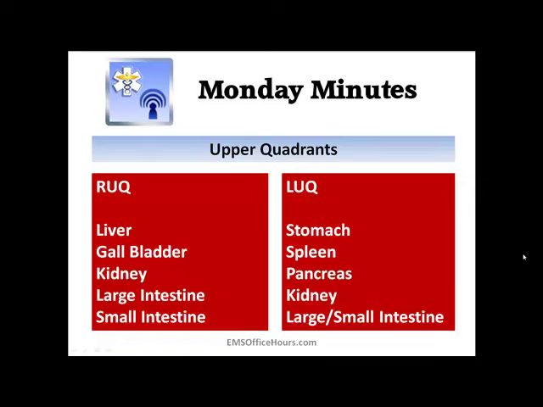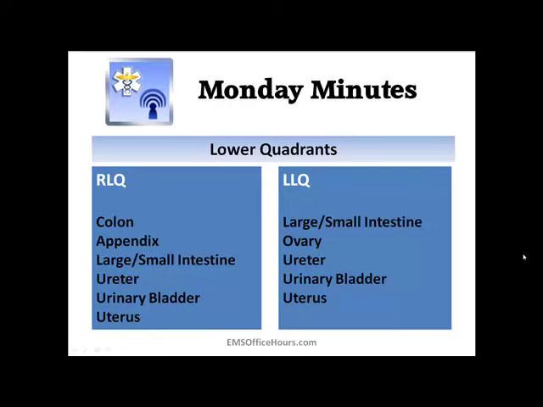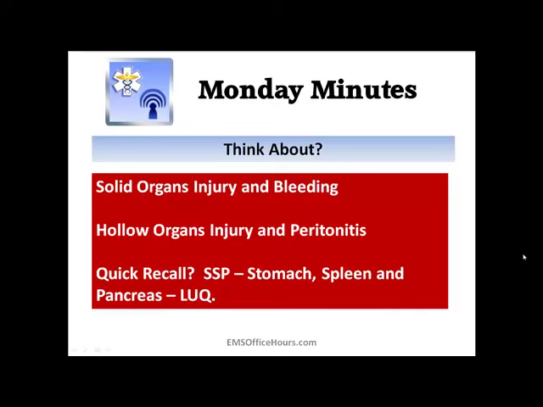And the same thing with the lower, the structures are pretty much on both sides as well, with of course, the exception of the appendix. That's the way that I think of it. If you have something that works for you, of course, use that. But if you've been struggling with trying to recall this type of stuff, think of SSP on the left. I think that might help you remember stomach, spleen, and pancreas, and knowing that's on the left side, and that everything else is going to fall on the right side.